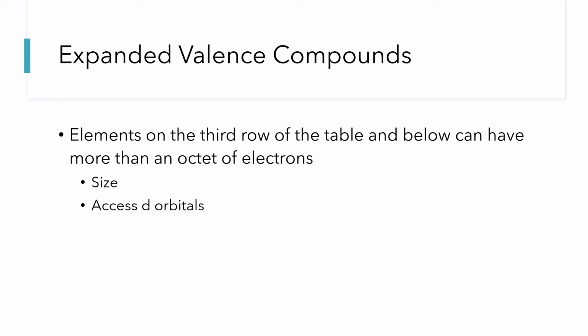I've seen arguments since then that are more in favor of size, that by the time you're on the 3rd row of the table, the central atom is simply big enough that it can physically accommodate having more than 8 electrons arranged around it.